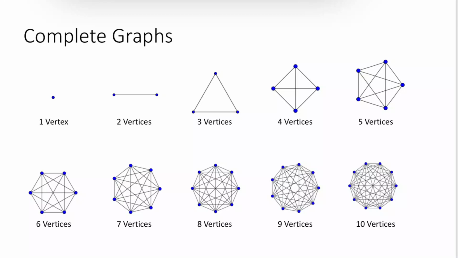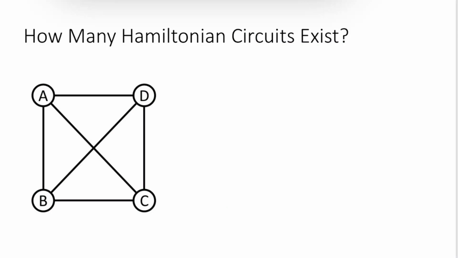What we're going to look at in this video is how many Hamiltonian circuits or paths exist in a complete graph. In this complete graph, we have 4 vertices. And remember, a Hamiltonian circuit is one where every vertex is visited exactly once. And because it's a circuit, you end up back where you started.